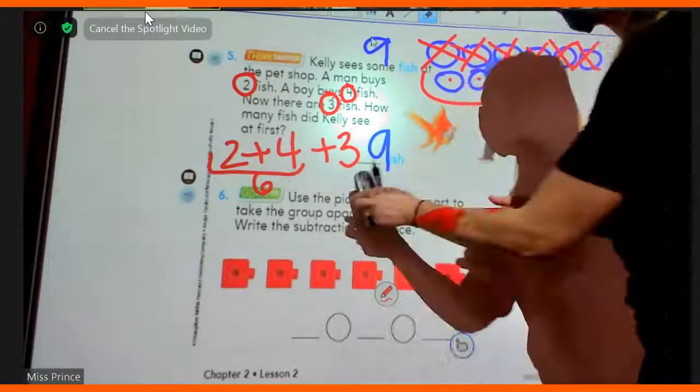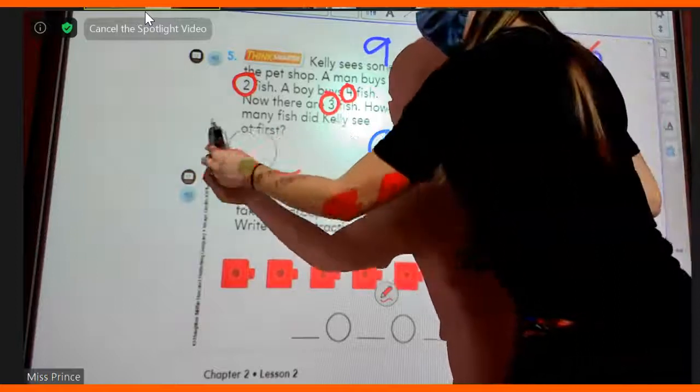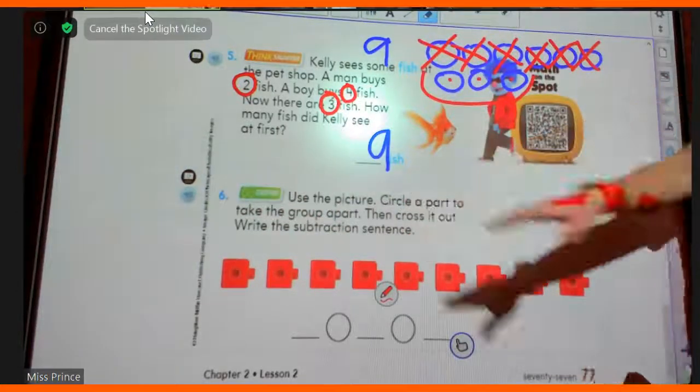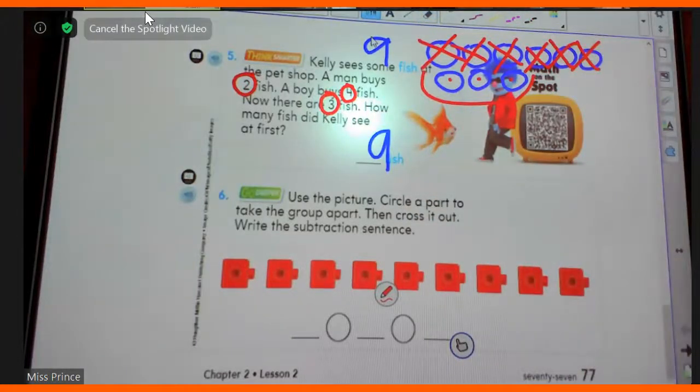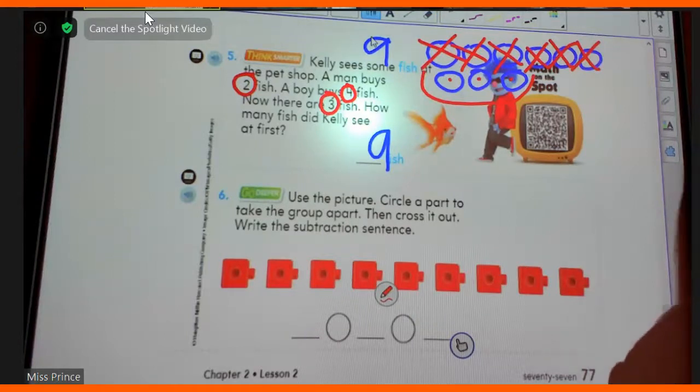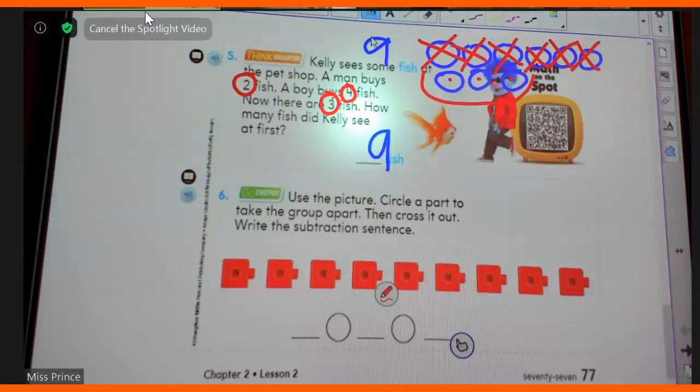So in this space right here in your book, you should have the number 9. Wait, did Math on the Spot say 9? Nope, remember Math on the Spot always has similar problems, but they're never the exact same number. So that's why we watch it to learn the skill, and then we go back and try that skill. Wow, you guys are so smart. Friends at home, did you get 9? Alakai, Sophia, Kieran, did you get 9?